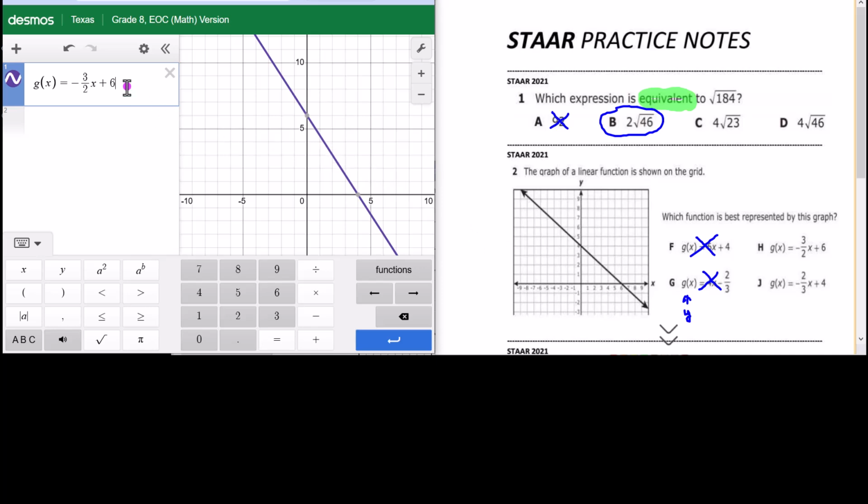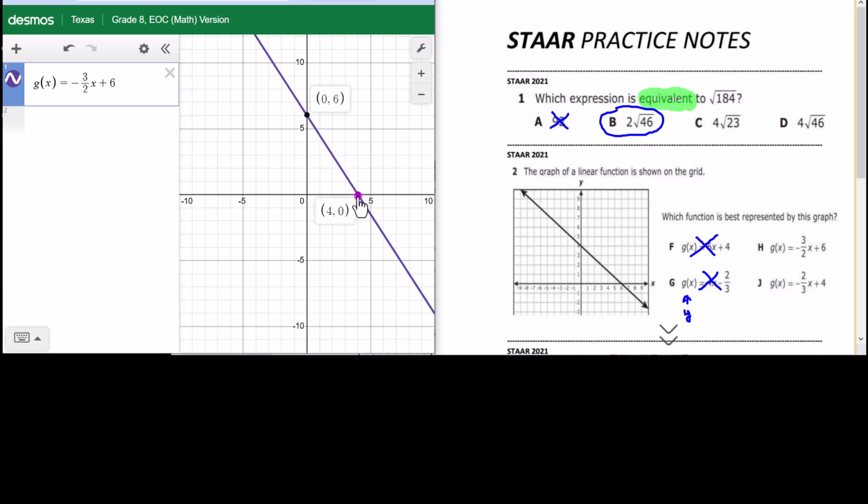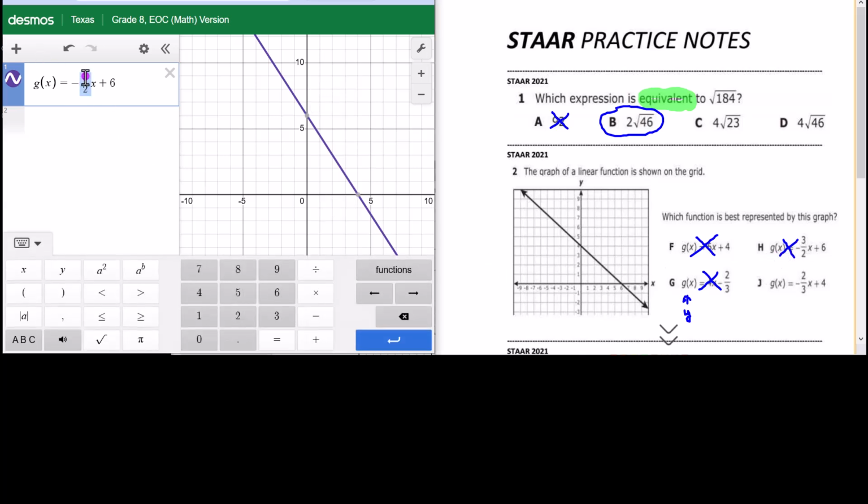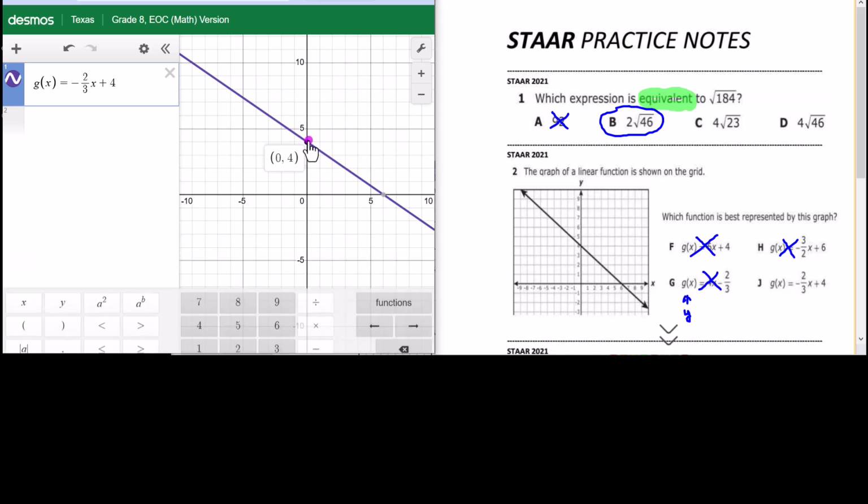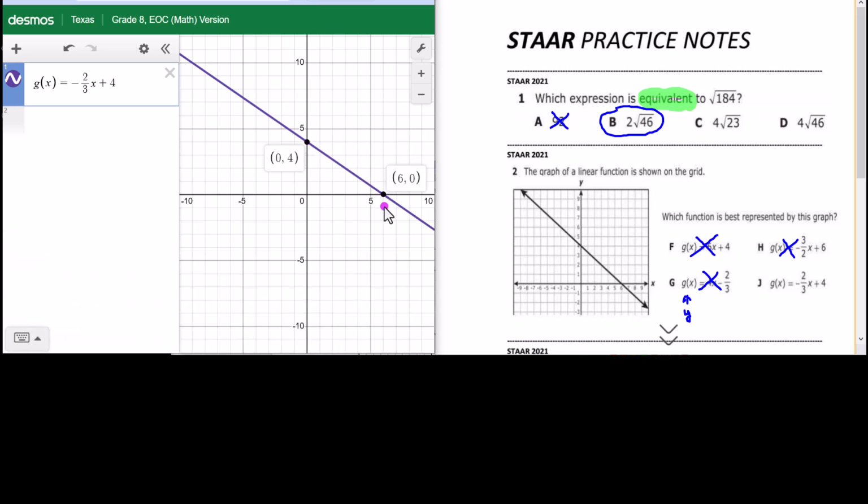Okay, so here I see that I do have a line that's going down. Now let me check the y-intercept and x-intercept. Right here, the y-intercept is 0, 6, and here is 4, 0. And if you notice right here, that does not match my graph, because my y-intercept is at 4 and here it is at 6. So I know it's not going to be this answer. So let me just double check if the final answer is going to be the correct one. So let's see, 2 divided by 3, and we have plus 4. So here we see the y-intercept and the x-intercept, and they do match my graph. So with certainty, I know it's going to be letter G.